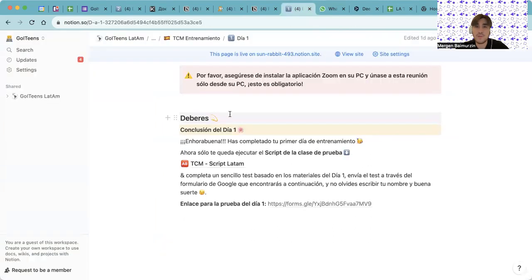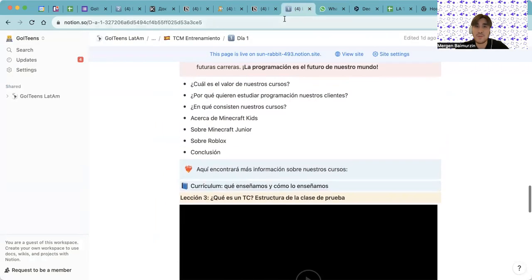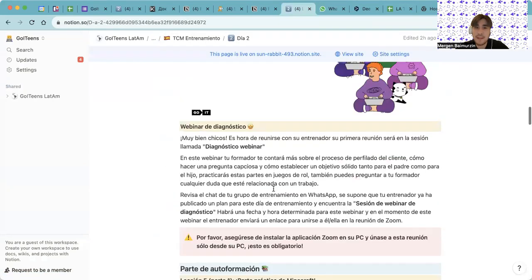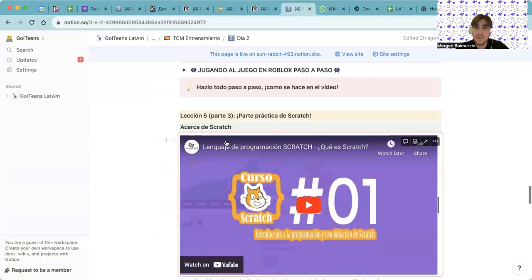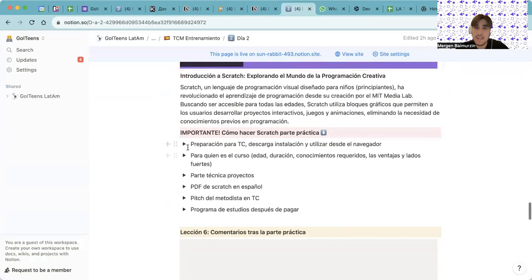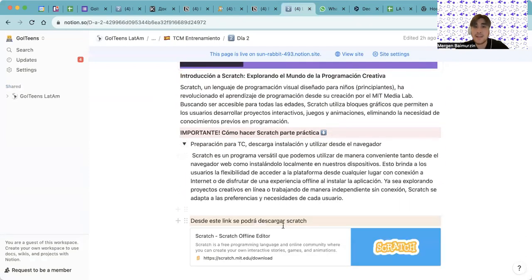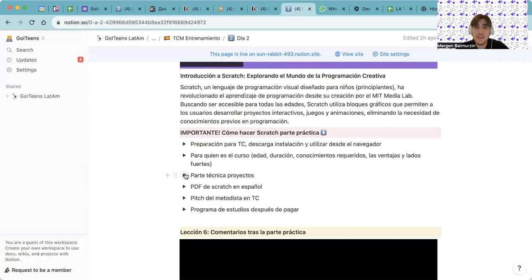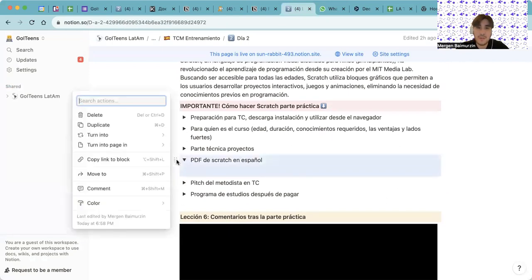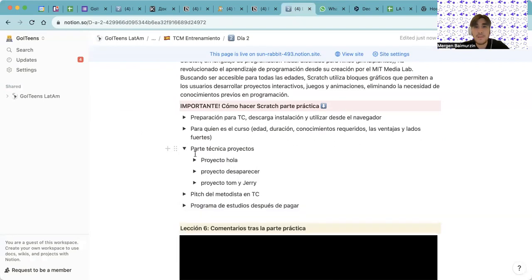Also, what is important to pay attention to during day 2? Let's open it. In day 2, I have added a Scratch tutorial. Lesson 5, part 3, Scratch. Here we have an explanation of what Scratch is in general, and in these triangle buttons, a link to install Scratch, and a PDF explanation of Scratch. Actually, we don't have it. Let's remove it. Practical part of Scratch: how to create a project, codes, and how to play Tom and Jerry.